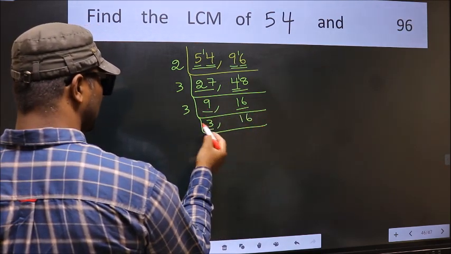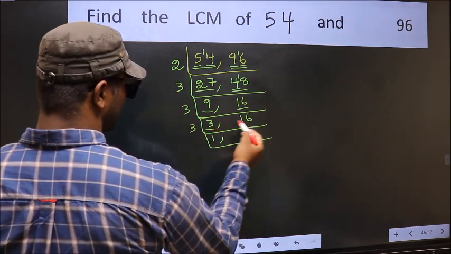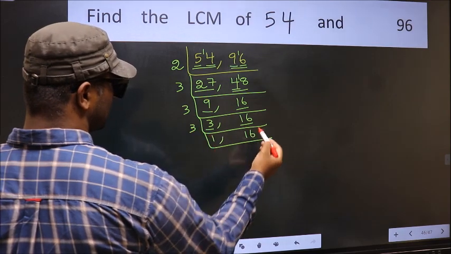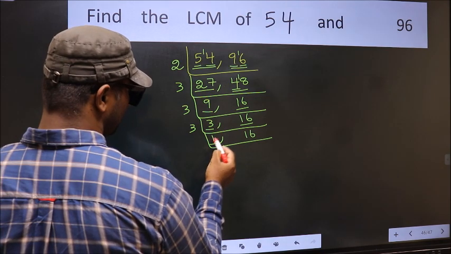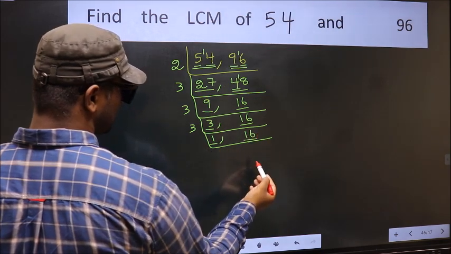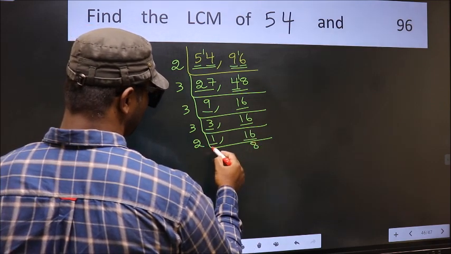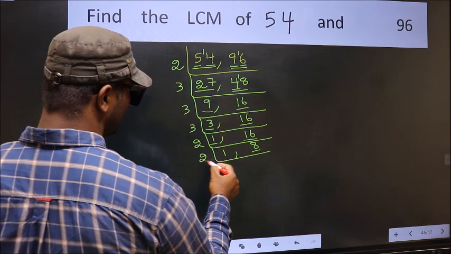Now here we have 3, 3 is a prime number, so 3 1's 3. The other number 16 is not divisible by 3, so you write it down as it is. Now we got 1 here, so focus on the other number 16. 16 is 2 8's 16. Now we have 8, 8 is 2 4's 8.